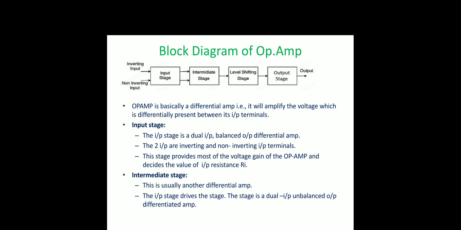The first stage, that is input stage, provides most of the voltage gain of the amplifier, which determines input characteristics, that is, it establishes input resistance of op amp. Intermediate stage is usually another differential amplifier which is driven by the output of first stage. In most op amps, intermediate stage is dual input, single output, as you can see in the diagram.